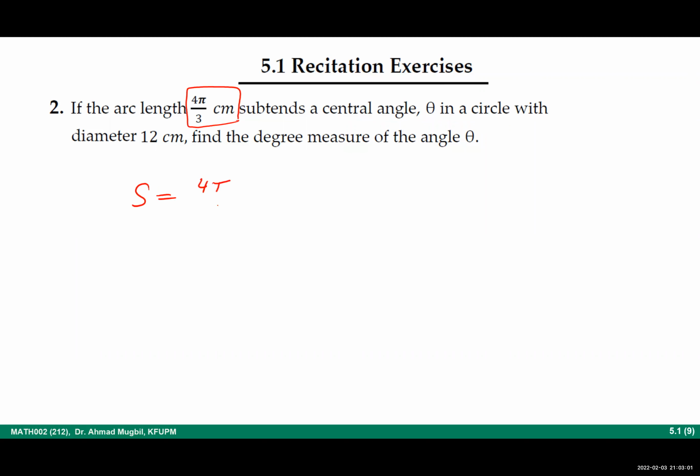It is important, guys, to convert the problem from word problem to a mathematical model. And this is one of the main learning outcomes of this course. So we have S equals 4 pi over 3, subtends a central angle theta in a circle with diameter 12 centimeters. So the diameter is 12 centimeters. This means that the diameter is 2R. So the radius is 6 centimeters.